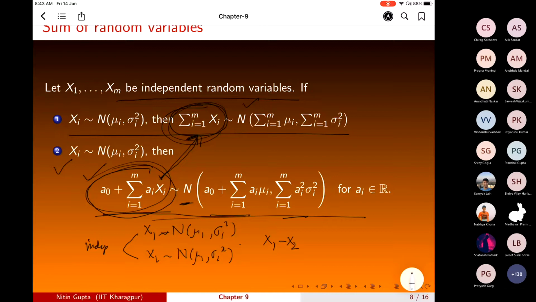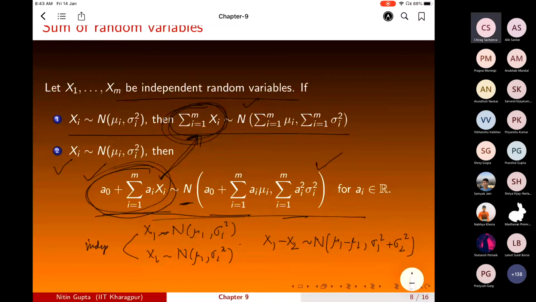Choose a0 as 0, a1 as 1, a2 as -1, a3 as 0, and so on. So this will be normal with mean mu1 minus mu2 and variance sigma 1 square plus sigma 2 square. Okay, so you are finding this using this result. The proof is also in the same fashion. But at least once you have to show that thing.